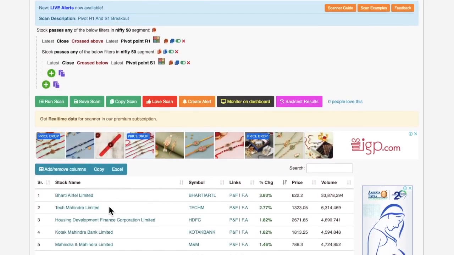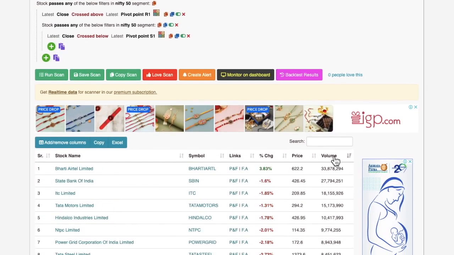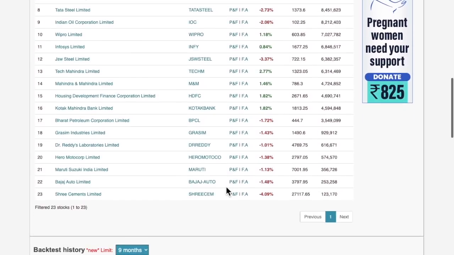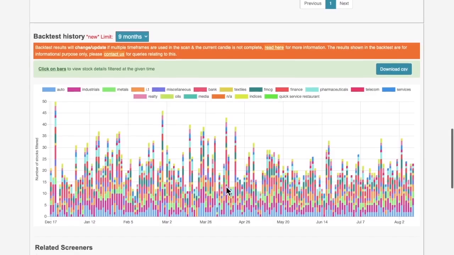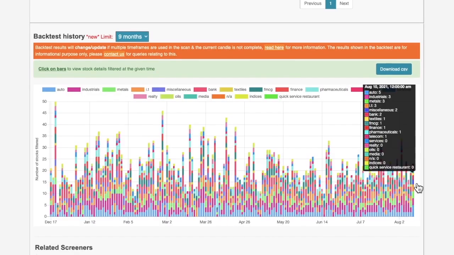Now apart from this, you can also filter out and choose stocks which have high liquidity by just clicking on volume. And one more thing, if you scroll down you can see stock lists from different sectors. Let's say as per today's news, if pharma stocks are doing good, then you can pick pharma stocks which broke this R1 and S1 level from this list. It is simple, right? You don't have to keep looking at all the stocks.